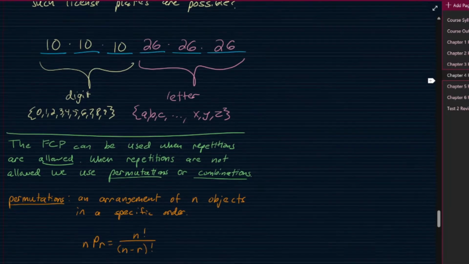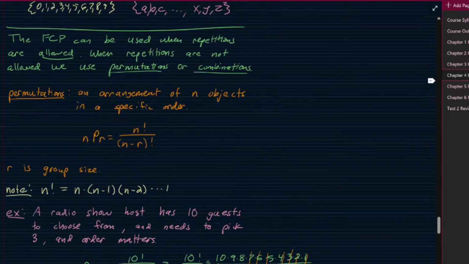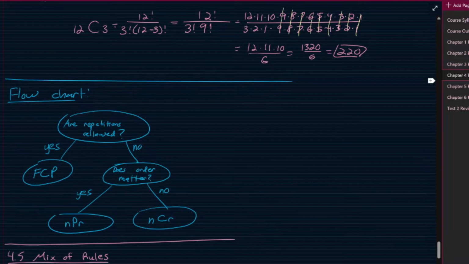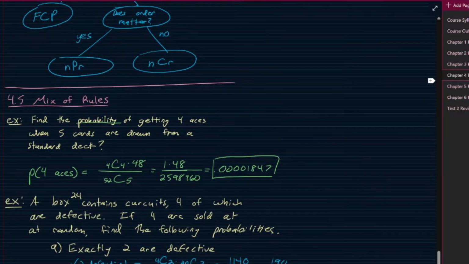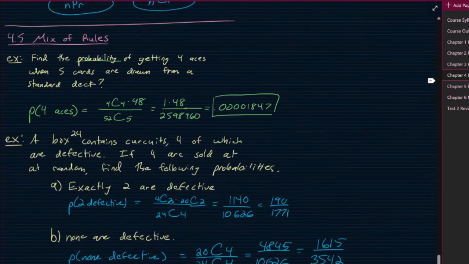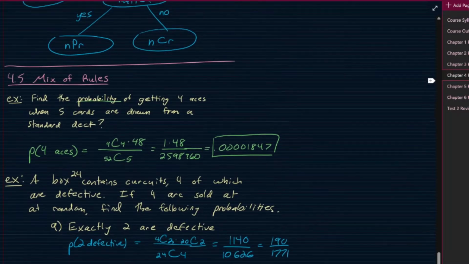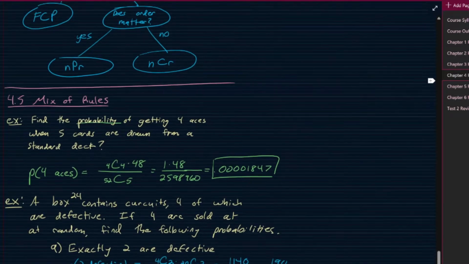Here is a fundamental counting principle question. And then here's permutations, combinations, and here's the same flow chart that I've just mentioned. Really, really important. And then the 4.5 questions are really, really tough. The mix of rules, I didn't include any of those on the test because they're really good questions to learn about, but as far as the test goes, they could be really, really tough. And I didn't include any on the test.